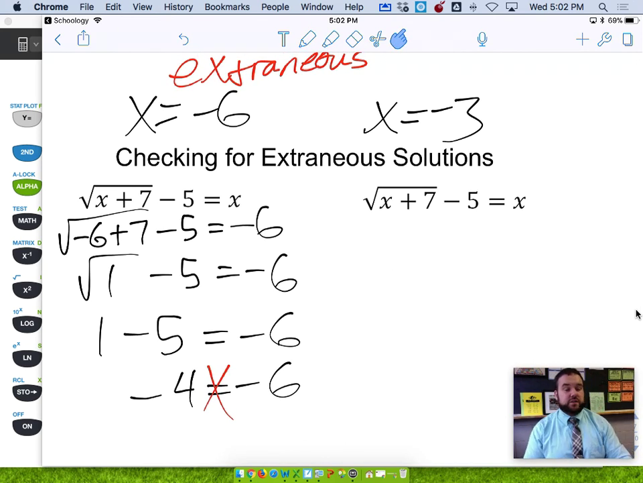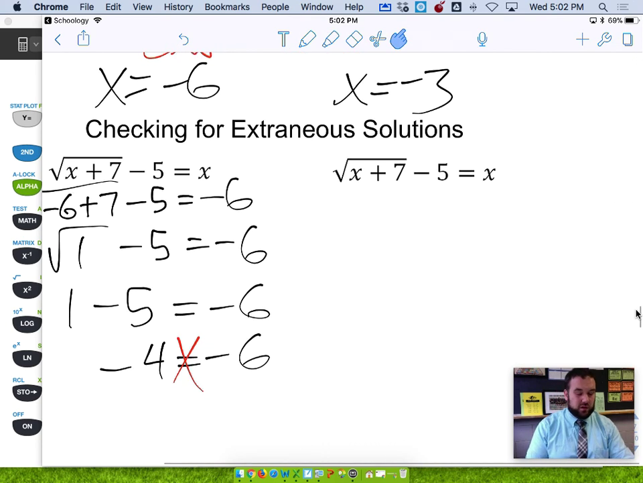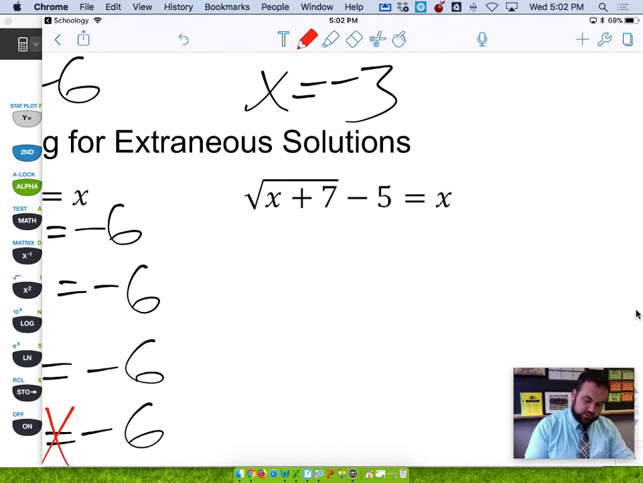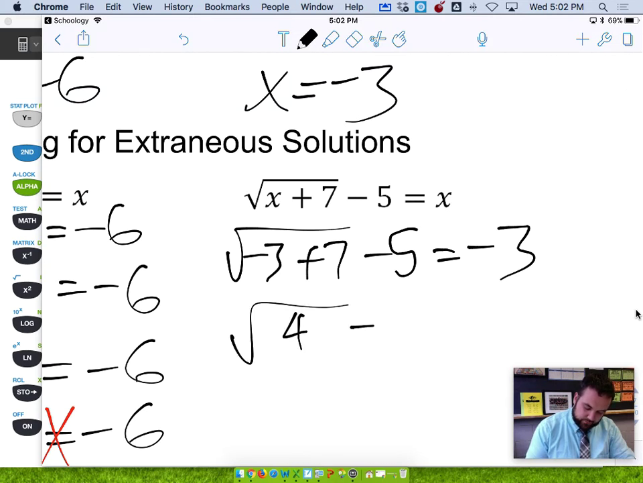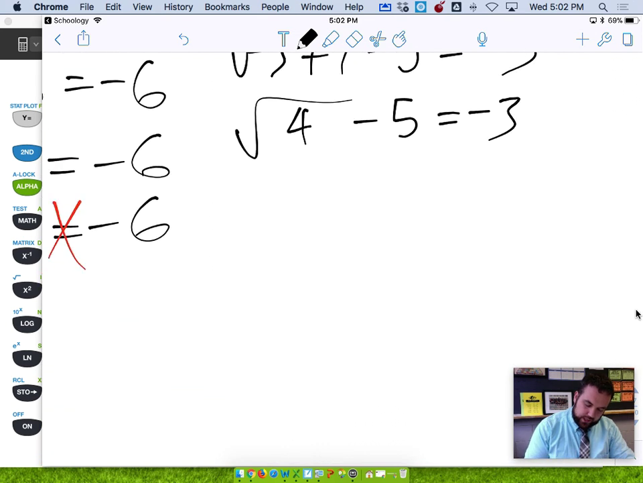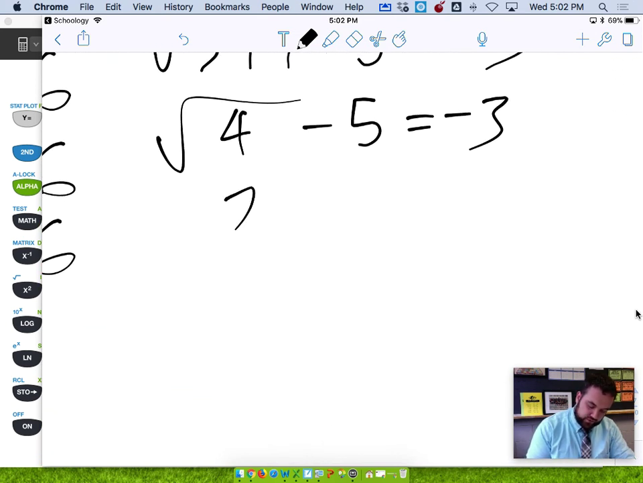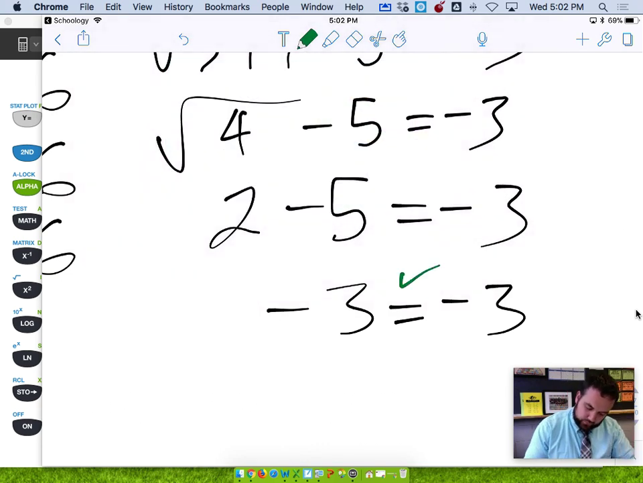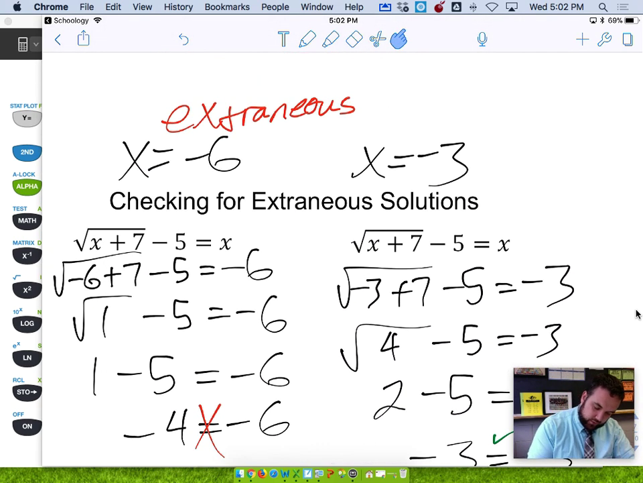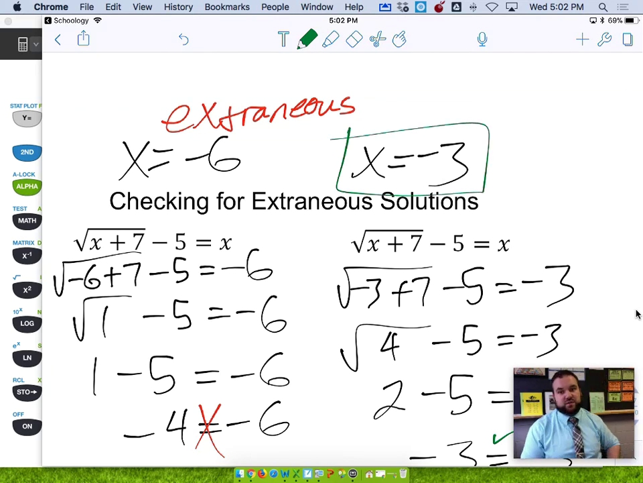It's not always going to be the case where you have one extraneous and one not. It's possible to have both extraneous. That's not too common. But let's double check this -3 just to look and see. If I plug in -3 plus 7 and I take away 5, will my answer equal -3? Well, -3 plus 7 is 4. If I square root 4, again, we're only looking for the principal square root, so just 2 minus 5. And that is indeed -3 equals -3. Yes, so that's good. That means our only solution to this problem is x equals -3.